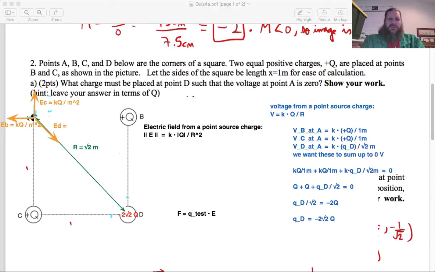So k times the charge divided by the distance squared. And if you simplify that a bit, what do you get? What do you get if you square the square root of 2? Just 2. Right. We've also got a 2 in the numerator, so those are going to cancel out. And what's left? Just square root 2. Yeah. And also the k and the Q. So root 2 kQ divided by meters squared. So that'll be the electric field contribution caused by D. Any questions on that so far?